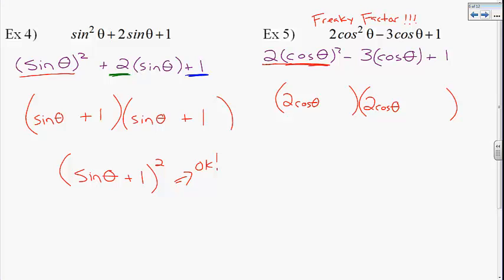Next, I multiply the coefficient of the first term to the last term, in this case 2 to 1, and get a term 2. I ask myself, what are the factors of 2 that will add to the coefficient of my second term, negative 3? This works out to negative 1 and negative 2, which are placed in the factor pairs alternatively.